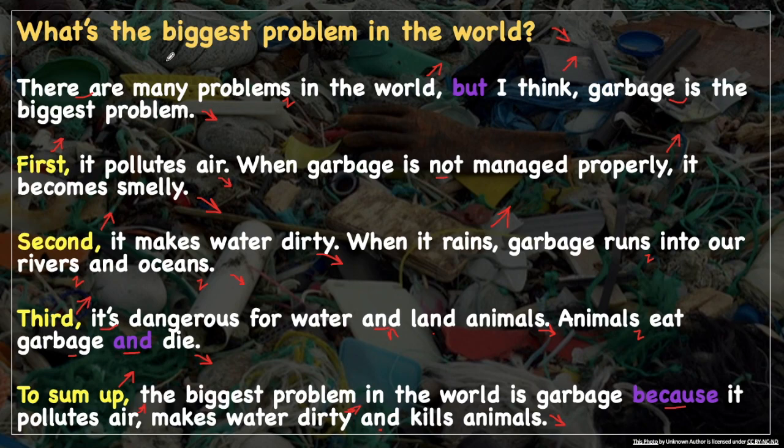So the question is, what's the biggest problem in the world? There are many problems in the world, but I think garbage is the biggest problem. First, it pollutes air. When garbage is not managed properly, it becomes smelly. Second, it makes water dirty. When it rains, garbage runs into our rivers and oceans. Third, it's dangerous for water and land animals. Animals eat garbage and die. To sum up, the biggest problem in the world is garbage, because it pollutes air, makes water dirty, and kills animals.